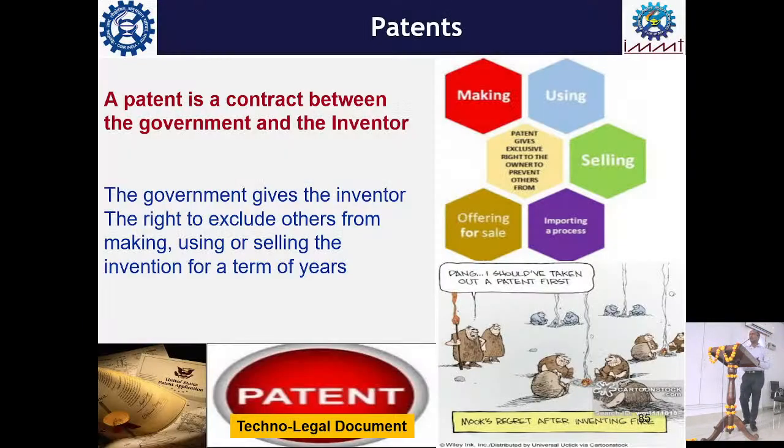Here I talk to you on IP. Patent. Patent is considered a contract between the government and the inventor, for which the government gives the inventor the right to stop others. You can stop others. That is your right. In simple terms, it is called a techno-legal document. And look at this cartoon. These people have invented fire. For example, they thought all others will come to them.